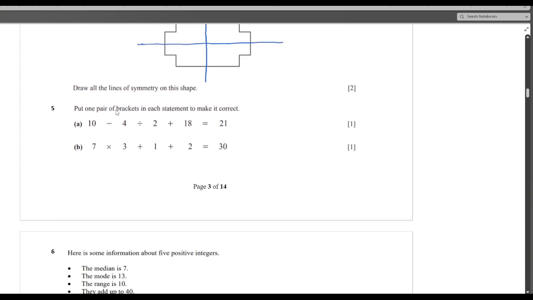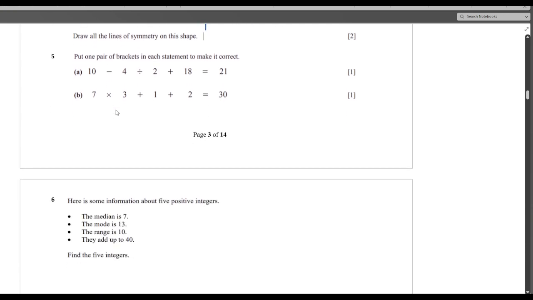Now question number 5, put one pair of brackets in each statement to make it correct. Okay, so I need the result as 21. Now if I take this 10 minus 4, which is 6, and if I divide this 6 by 2, I get 3. 18 plus 3 is 21. So my first bracket will be like this. Put one pair of brackets. So only one pair of brackets I need to put. 10 minus 4 is 6. 6 divided by 2 is 3. 3 plus 18 is 21.